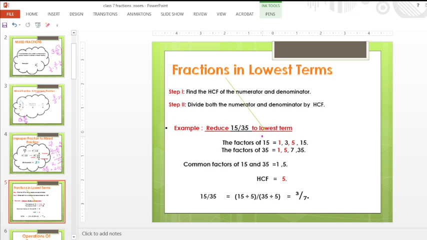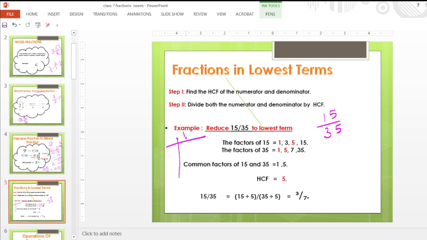Or the best way is, if you don't like it, take 15 upon 35, this one. What you do, some students, the easy way, they just find the highest common factor, then you can cut it only once. Like how to find HCF, there are many ways to find HCF. You can also use the common division method to find HCF, like this one.